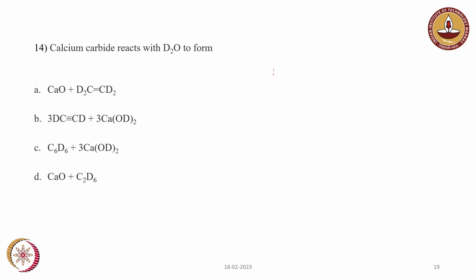So D2O is a weak reducing agent. So if we had used a strong reducing agent like lithium aluminum hydride, we might get CH4. But since this one is a weak reducing agent, only partial reduction will be obtained.